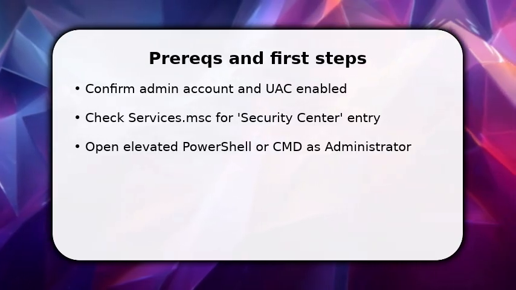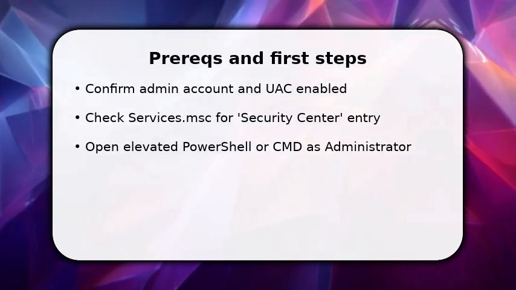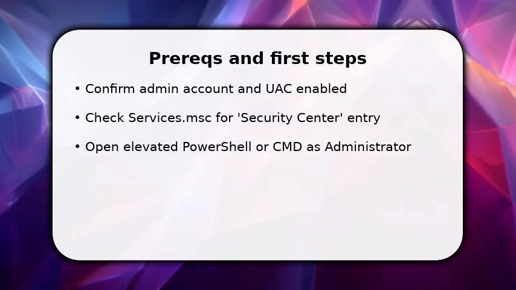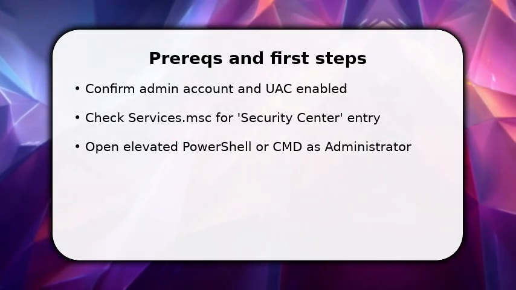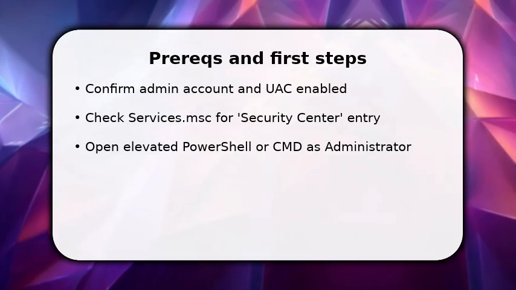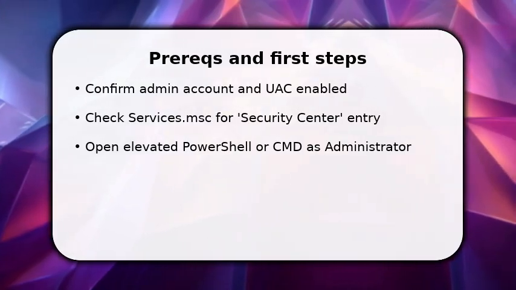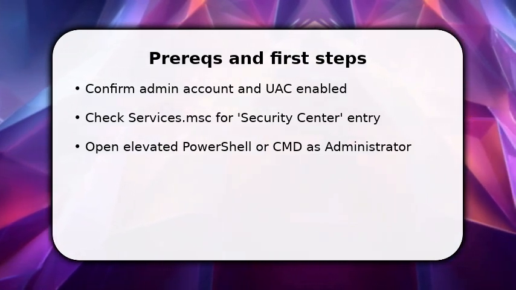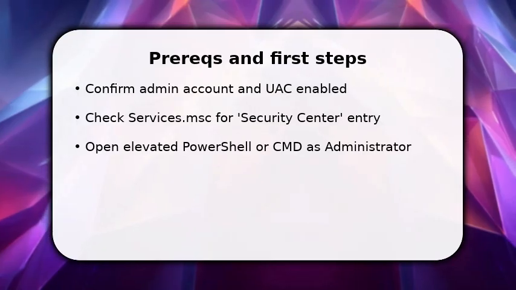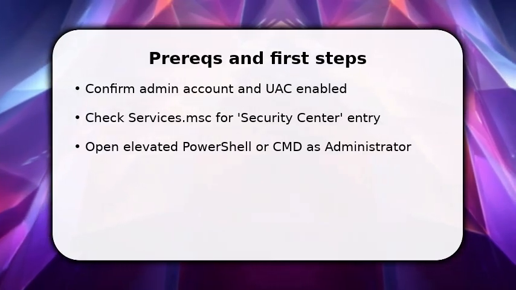If it's absent, open an elevated PowerShell or command prompt now. You do this because the service registration can be missing or disabled at the system level. Having admin rights lets you re-register service components and inspect registry keys. Next, export current service listings so you can compare before and after changes.